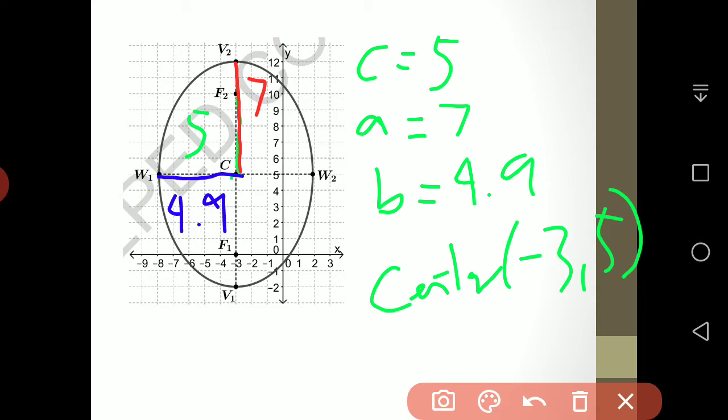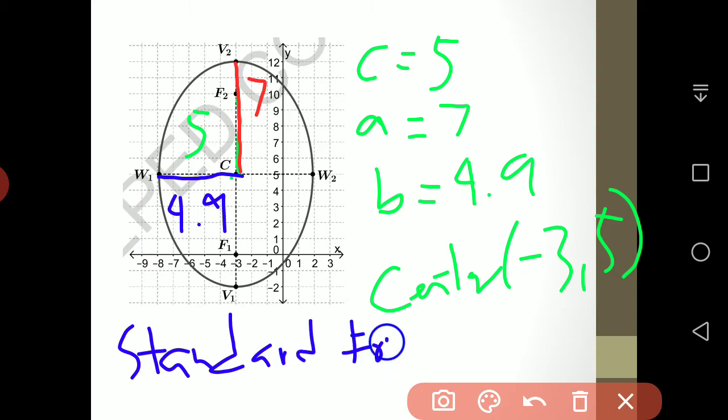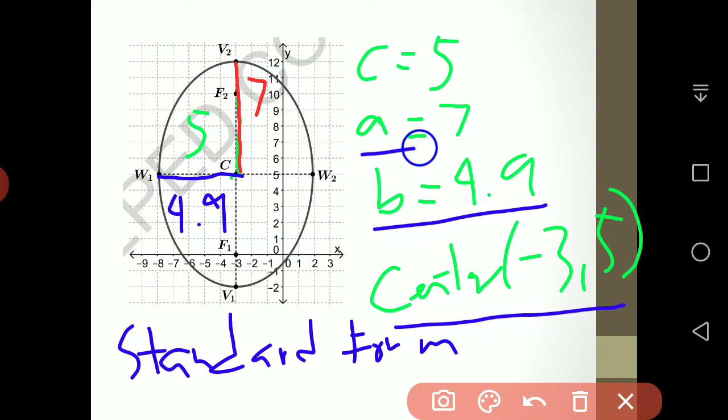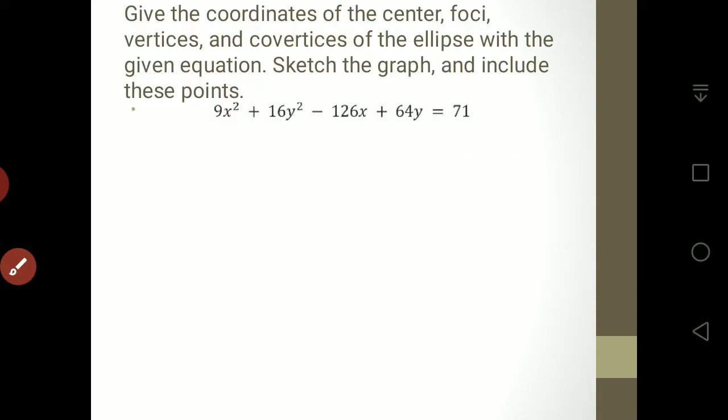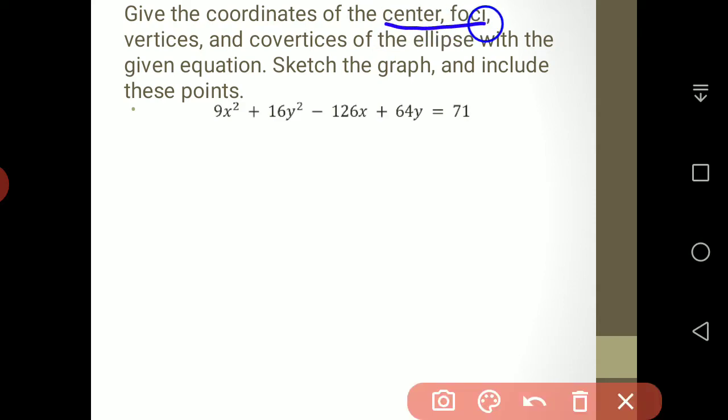So for us to graph the ellipse, the thing that we need to get first is its standard form. And after getting the standard form, you shall get the center and all these values a, b, and c. So we move on to the next problem. Give the coordinates of the center, foci, vertices, and co-vertices of the ellipse with the given equation. Sketch a graph and include these points.